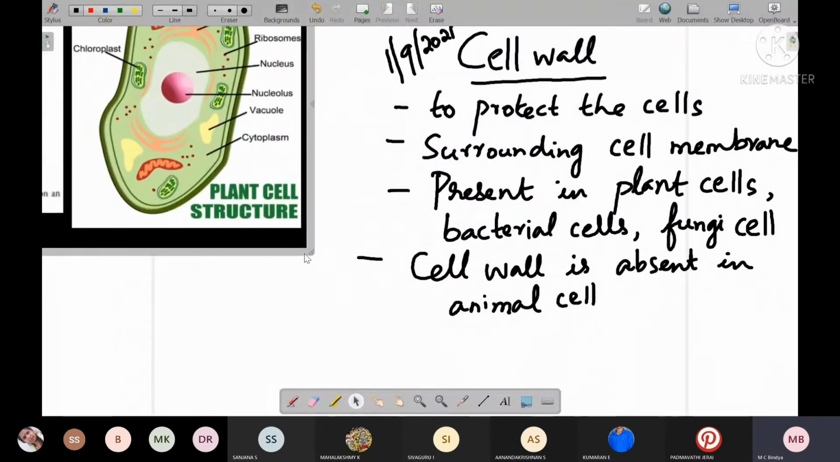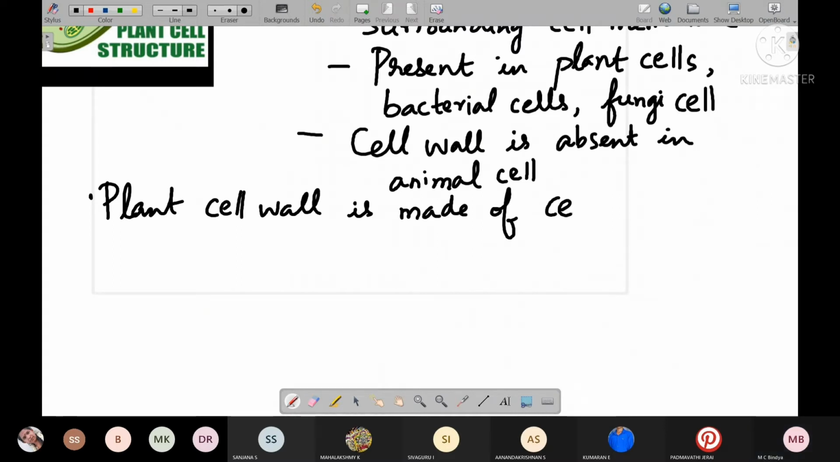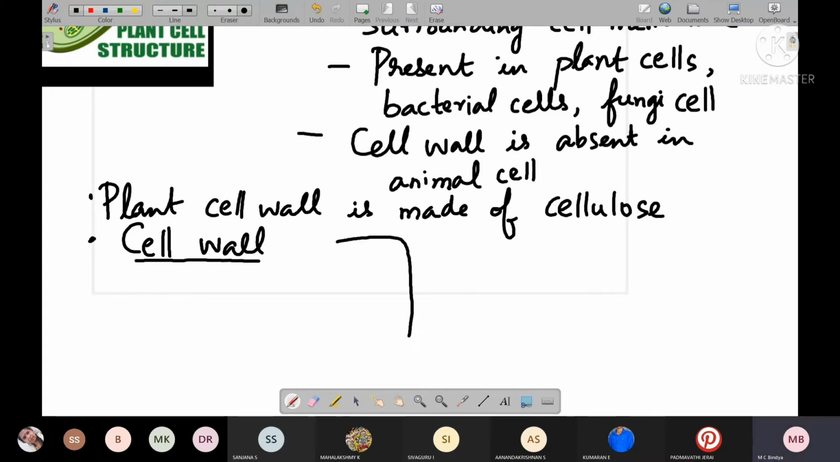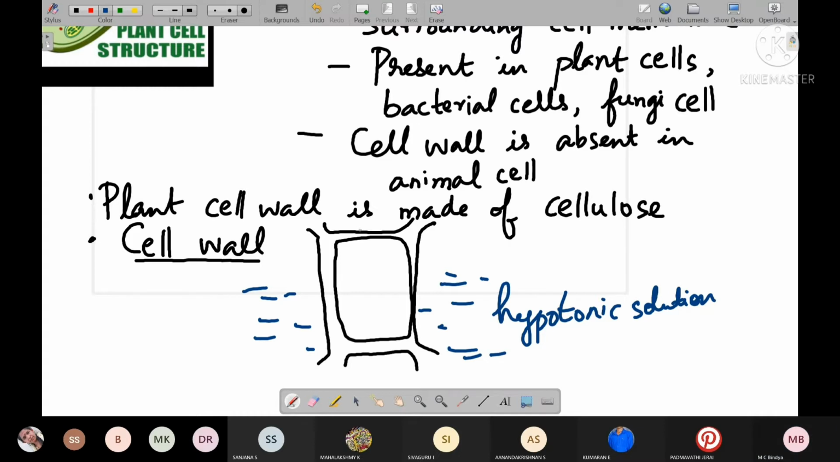Now in plant cells, cell wall is made up of cellulose. Plant cell wall is made of cellulose. And cell wall, as you have learned last class, when a plant cell is put in hypotonic solution. Now this is plant cell. This is a continuation of last class. If a plant cell is put inside hypotonic solution, hypo means very dilute liquid. That is the meaning of hypotonic solution. Then what will happen if it is put in hypotonic solution? What will happen?